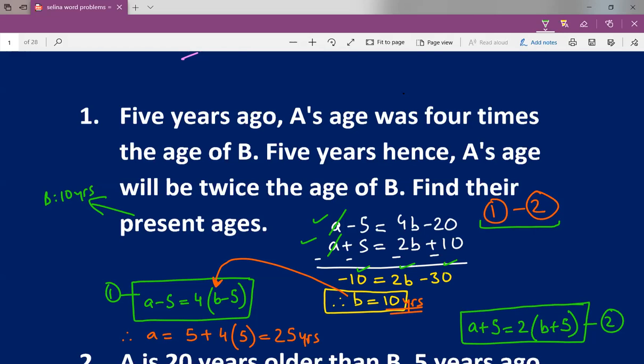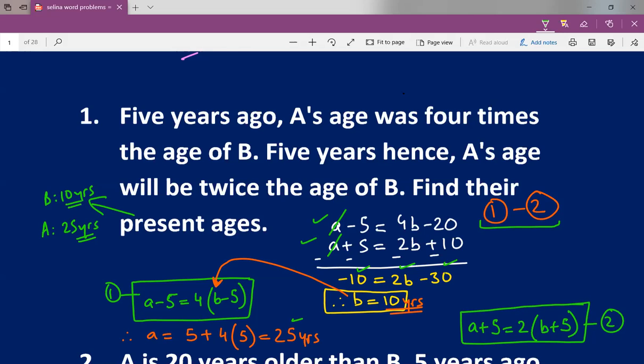Now to find the value of A, that is age of A, I use equation 1. It seems easier. So A would be equal to 5 plus 4 times, I have the value of B, 10 minus 5 would be 5. So 4 into 5 is equal to 20, so A is 25. So A, presently A is 25 years and B is 10 years.